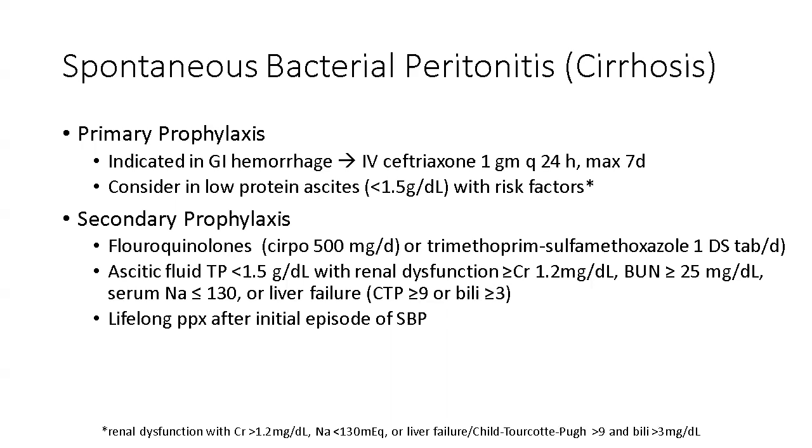And then secondary prophylaxis, so patients who have come in, they're treated for SBP, and now they're going on lifelong preventive prophylaxis after that. That's going to either be with a fluoroquinolone, norfloxacin is what the studies were done with. Here, ciprofloxacin, 500 a day, or 1 double-strength Bactrim a day. And then again, you can consider if their total protein is low or if they have some of these other indications, and then they'll get lifelong prophylaxis.